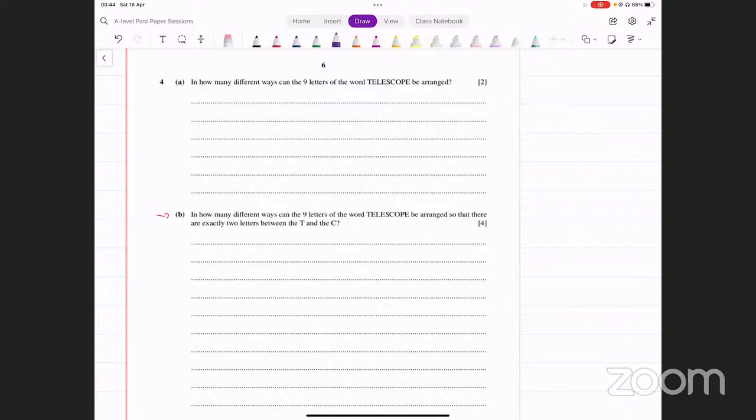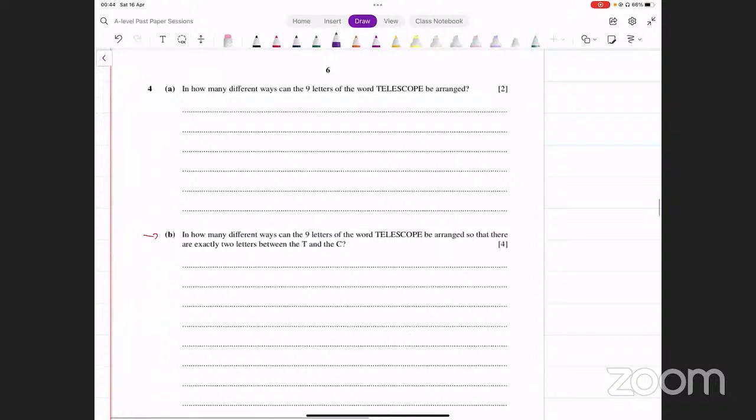First part is काफी आसान. And how many different ways can the 9 letters of the word telescope be arranged? Well, it's simple arrangement. आप देख लें repetitions कितनी है? E, E, E. There are 3 E's. L एक दफा आ रहा है, S भी एक दफा आ रहा है, C, O, P. Only E is being repeated.